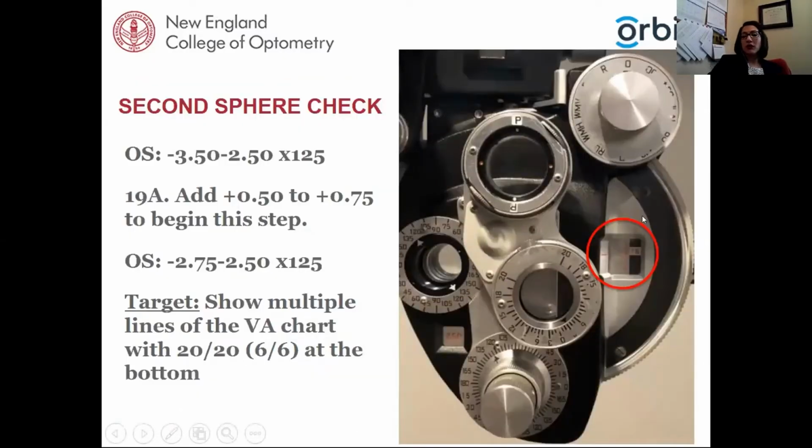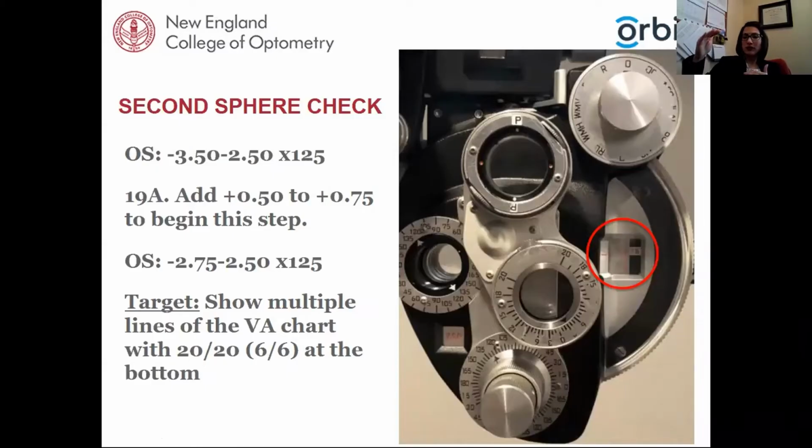So now we're ready for our second sphere check. And to start, we have the minus 350, which is the end point of our initial sphere check, with minus 250, axis 125, which is the power and axis that we ended up with after the JCC procedure. So we're ready for the second sphere check. And again, you add either plus 50 or plus 75. It doesn't matter which one you use. And in this case, I use the plus 75 and open up the chart so that there are multiple lines.